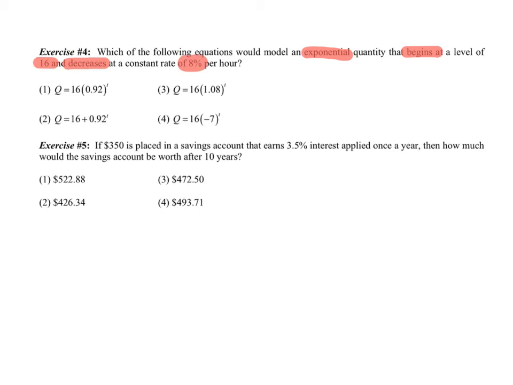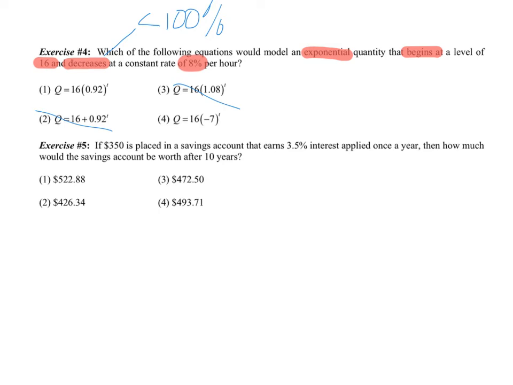So a couple key things here that I look at right out of the gate. When it says decreases, I know that I have to be less than 100%. So let's take a look at my choices and see if there's anything that's greater than 100% that we can eliminate. Well, I know that 3 is completely gone. I know that number 2 is completely gone because I'm not adding those in the exponential function. I'm multiplying them. So 2 is gone.